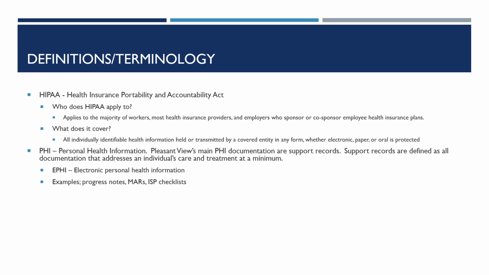Pleasant View's main PHI documentation are support records. Support records are defined as all documentation that addresses an individual's care and treatment at a minimum. ePHI stands for electronic personal health information. So that is any PHI that's stored or processed electronically. Some examples of PHI found at Pleasant View are progress notes or support logs, MARs, which are medication administration records, or ISP checklists.